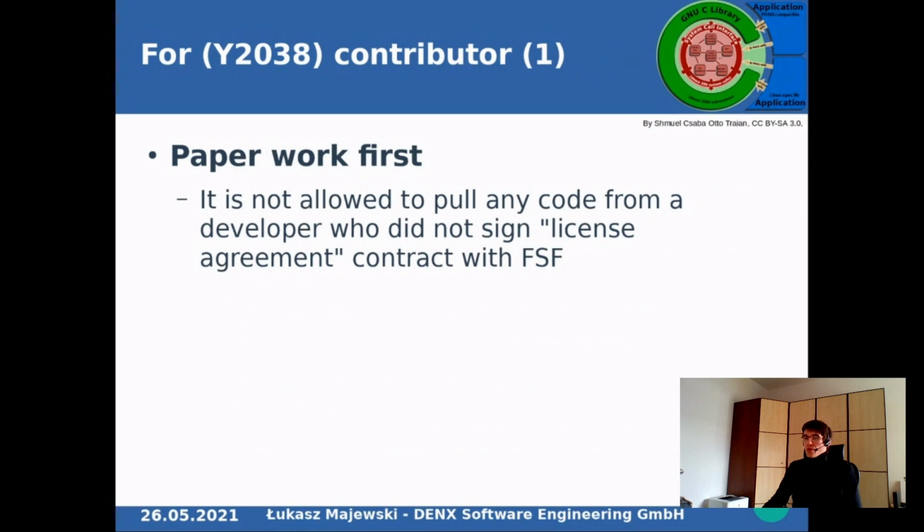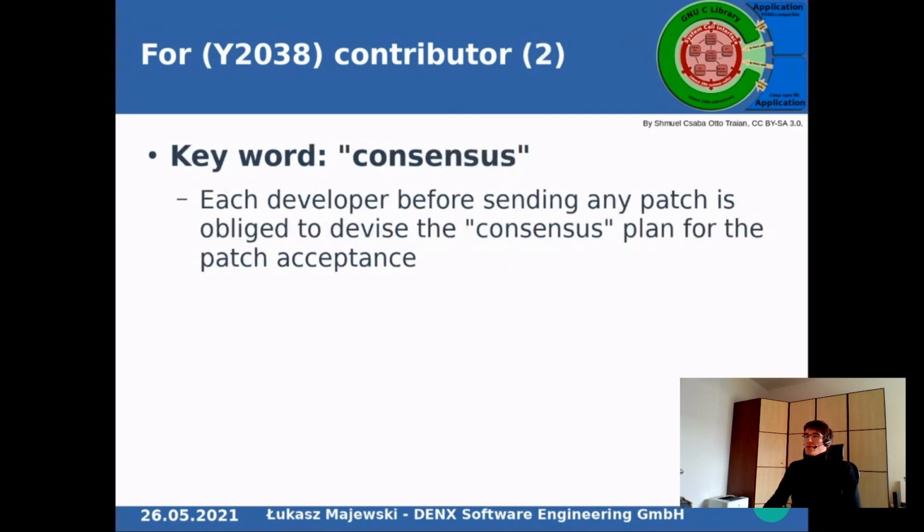First of all, before any code is pulled to the repository or even reviewed, the developer or the company for which he works needs to have a license agreement contract signed with the Free Software Foundation. Then there is a need to develop consensus in the community. This means that the developer from the very beginning shall be prepared that the community will request some changes, like adding or removing features of his patch, and he shall be prepared to be flexible to reach the consensus. The consensus in the glibc community is also a very good tool which prevents trolling.